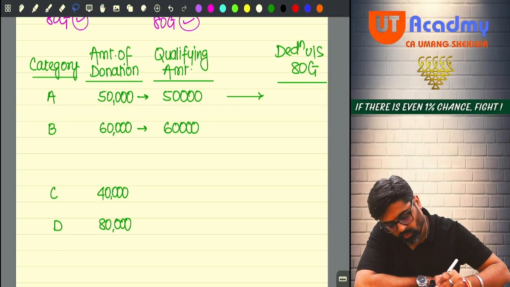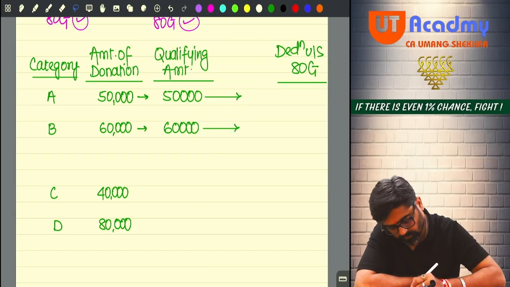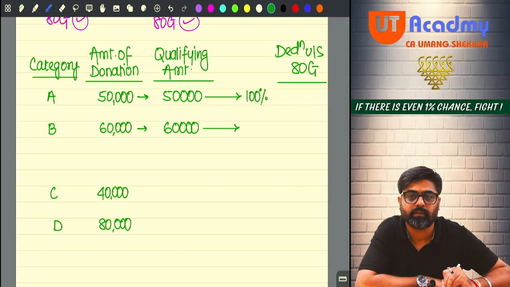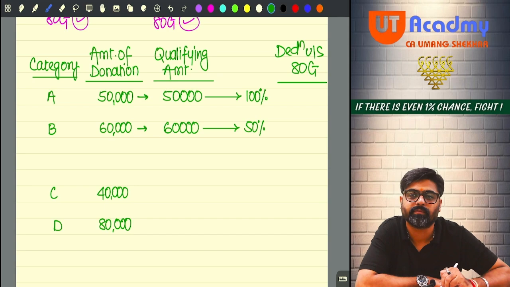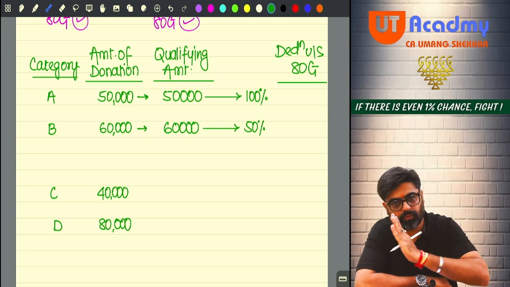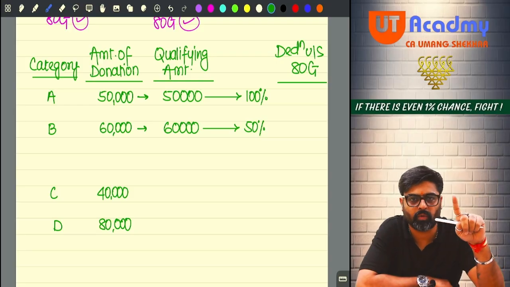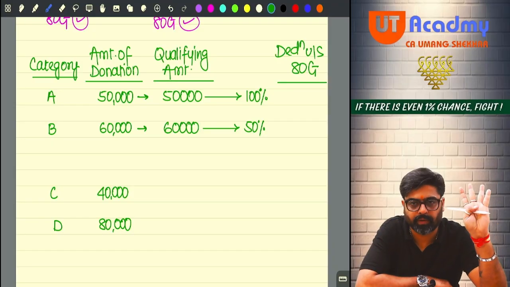Okay. Now out of the Category A donations, 100% amount will be allowed as a deduction. And out of the Category B, 50% amount will be allowed as a deduction. So the full amount will qualify, but that full amount will not be allowed as a deduction. Category A amount will be allowed 100% and Category B amount will be allowed 50%.